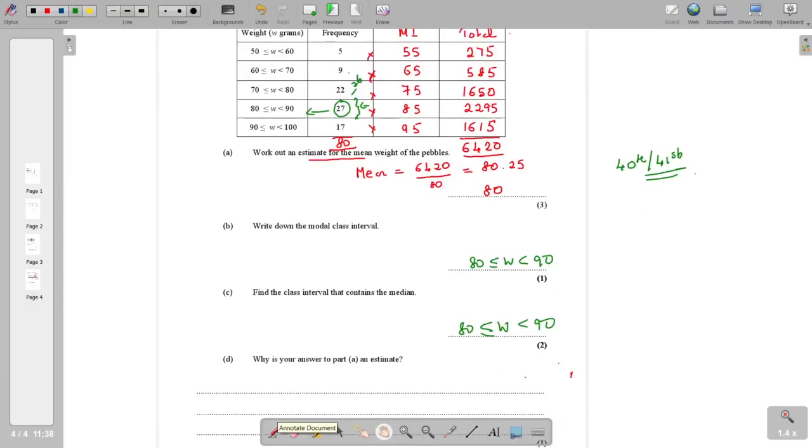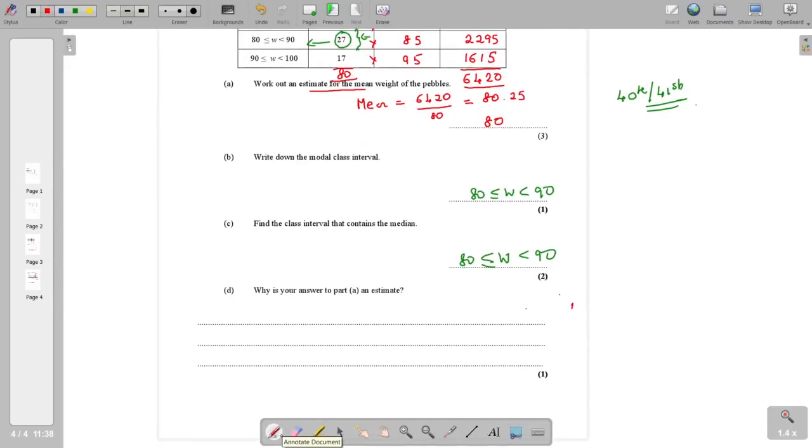Why is your answer to part A an estimate? Same answer what we said earlier for the previous question. Total weight was calculated using the midpoint of the group intervals.